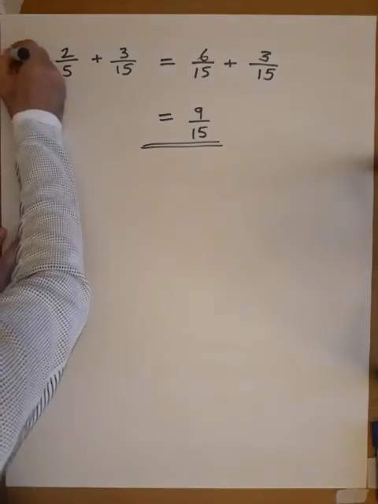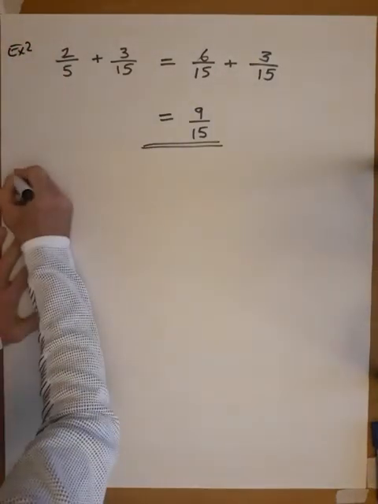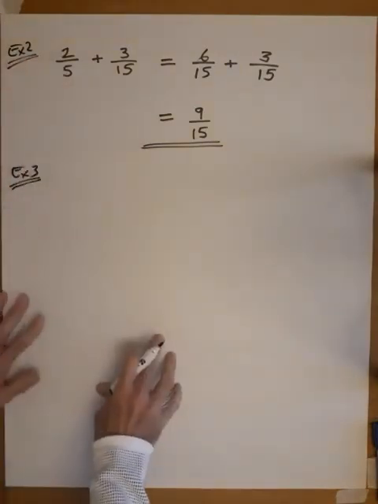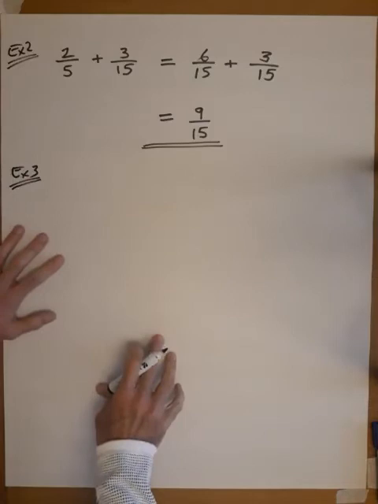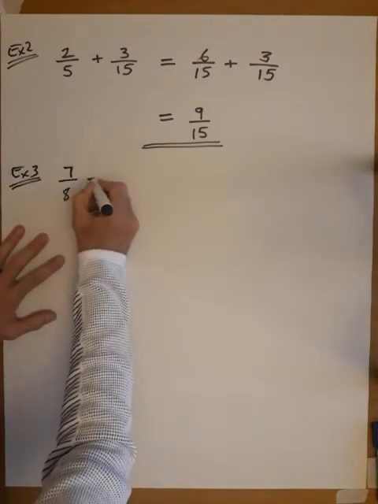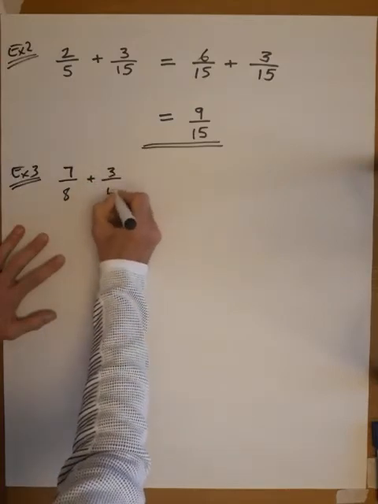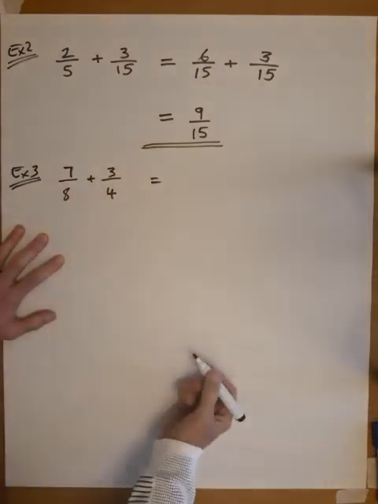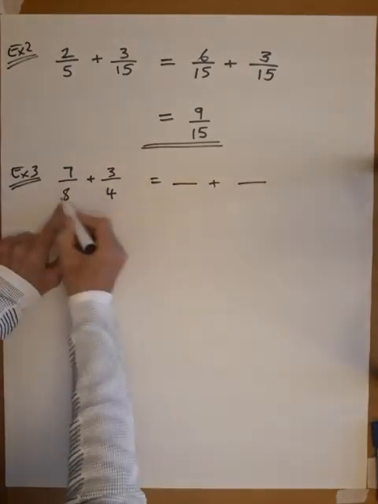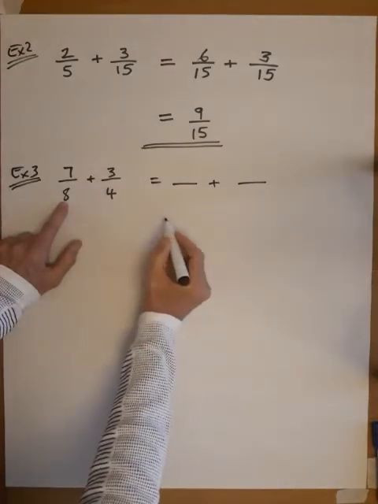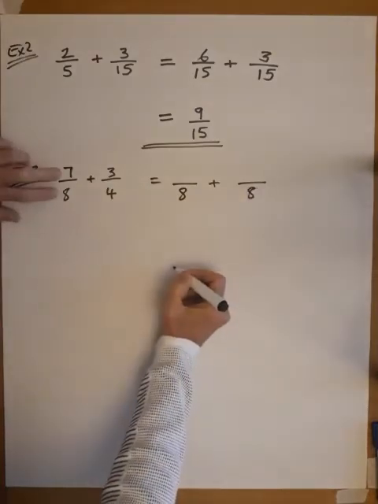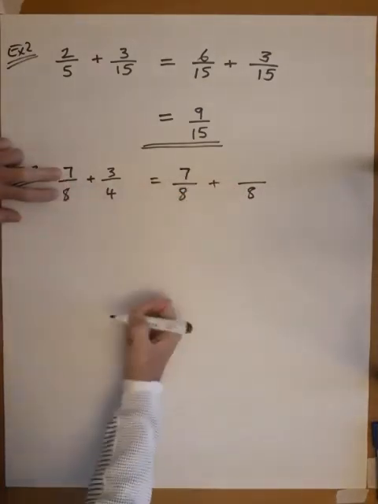So I think that was my second example. Let's do example 3. So in example 3, I have 7/8 plus 3/4 equals fraction plus fraction. We need the common number on the bottom, common denominator. 8 is convenient because 4 and 8 go into it. 7/8 stays the same, that number hasn't changed.